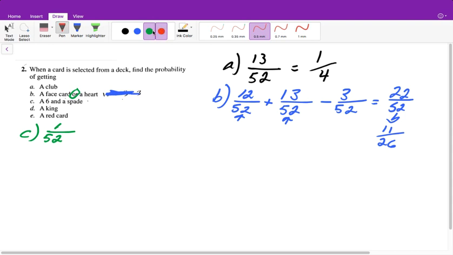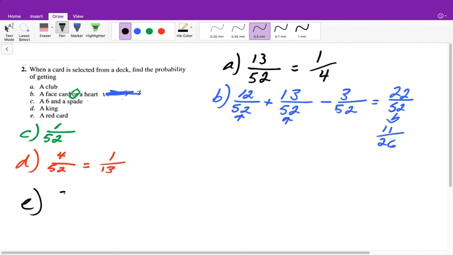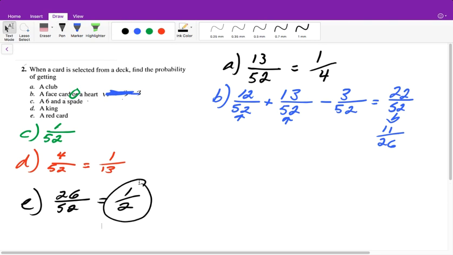The next one for letter D. A king, well, there's 4 kings, because there's 4 of each card. There's 52 total cards, so it's 1 out of 13, the odds of you drawing a king. And then the last one, the odds of you drawing a red card, well, there's 2 different colors. Each color is 26 cards, so it's 26 over 52, which will then reduce to 1/2, because there's 2 different colors. So you could just jump straight to this if you really want to.